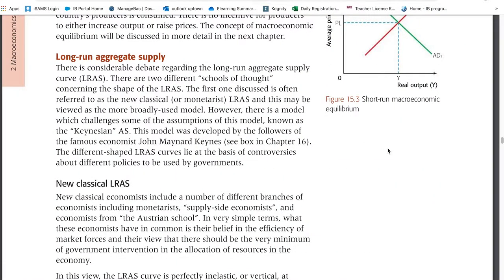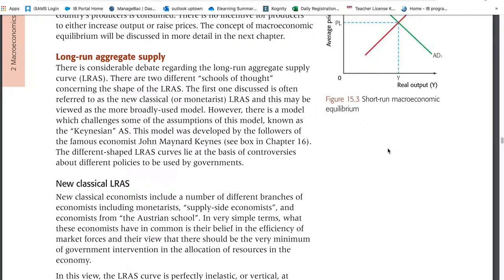We talked about short run aggregate supply model and how similar it was to the microeconomic supply model. Long run has a bit of controversy, a bit of drama. There are actually two different schools of thought about the shape of a long run aggregate supply model. The first one is the new classical or monetarist model for long run aggregate supply. The other one is the Keynesian model of aggregate supply. And we're going to introduce both of them. The Keynesian model is based on the famous economist John Keynes.